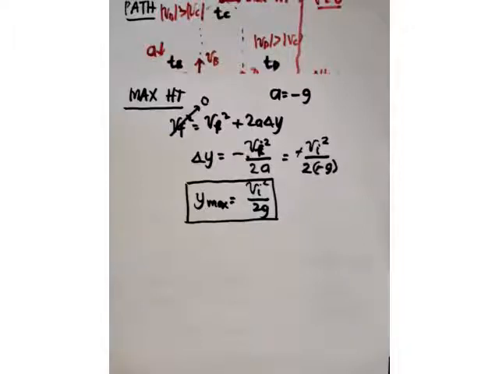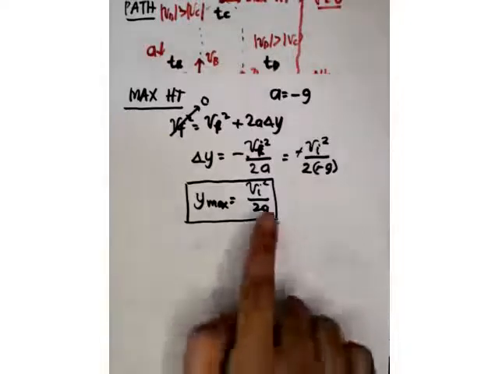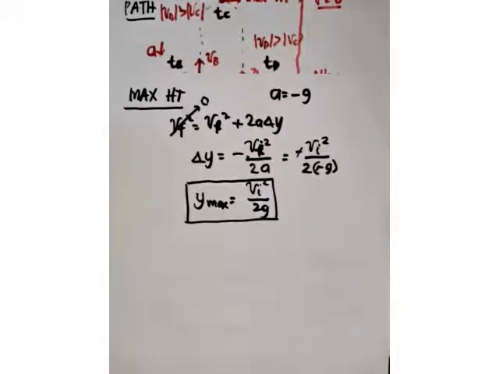Pero kahit madali lang naman siyang i-derive, pero gusto nyo lang ng shortcut, ayan, V squared over 2G, wherein G, that's the magnitude of the acceleration due to gravity. That's 9.8 meters per second squared.